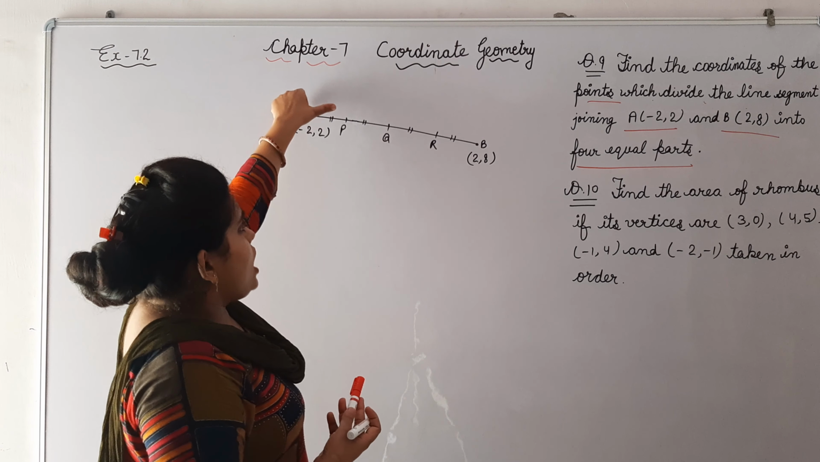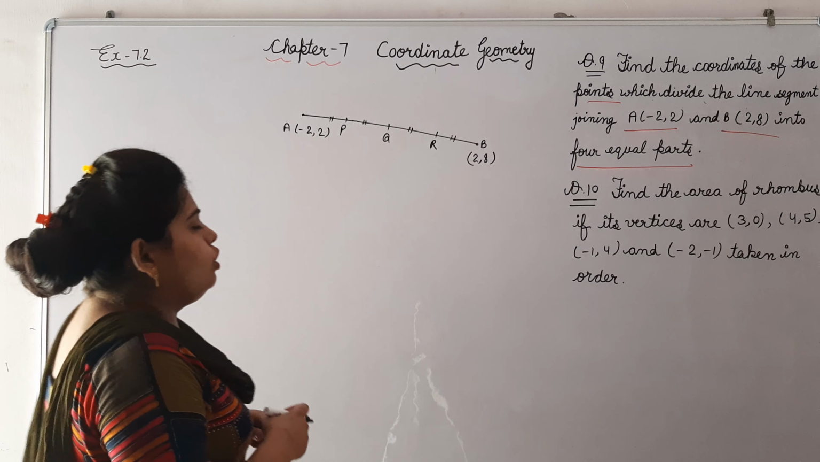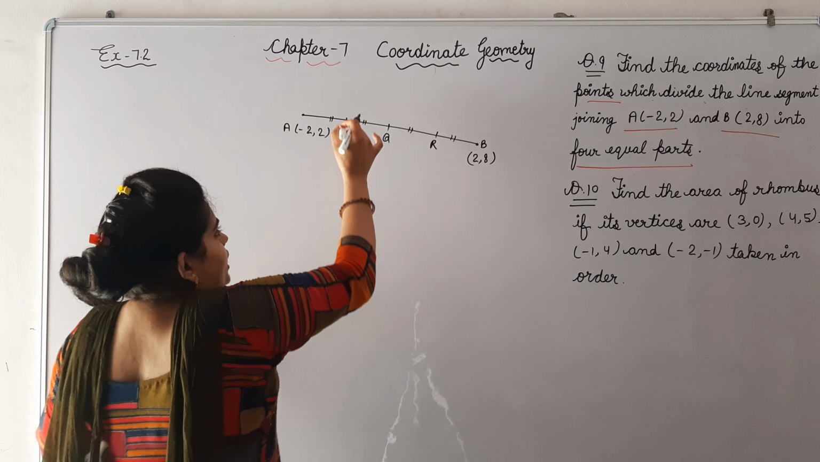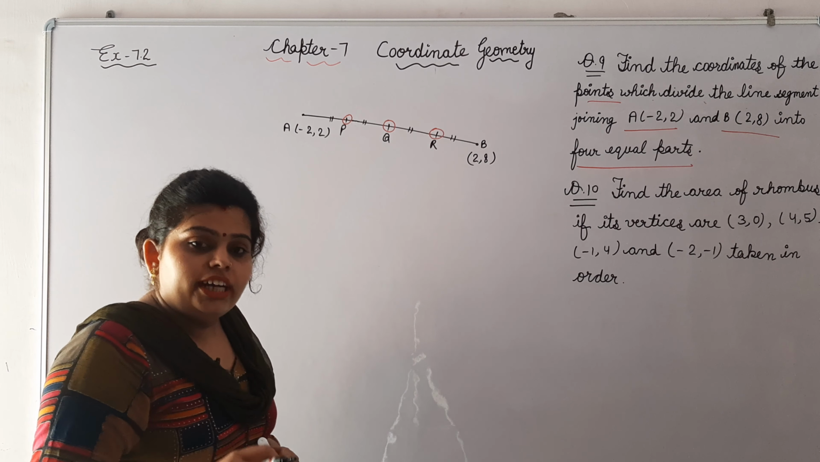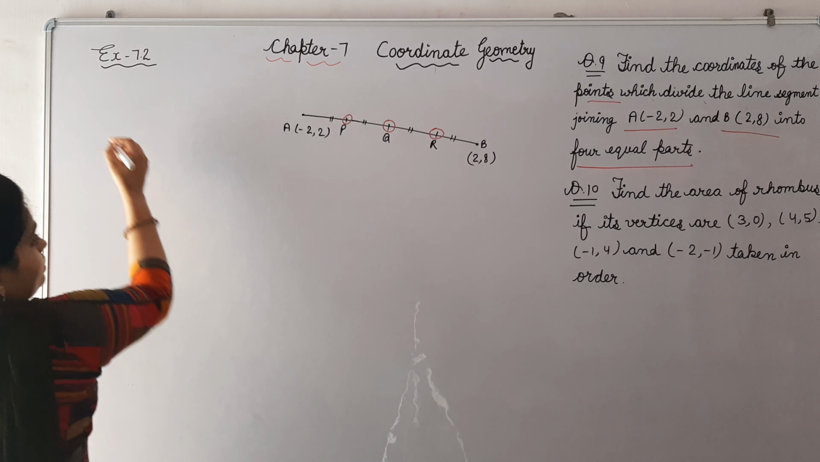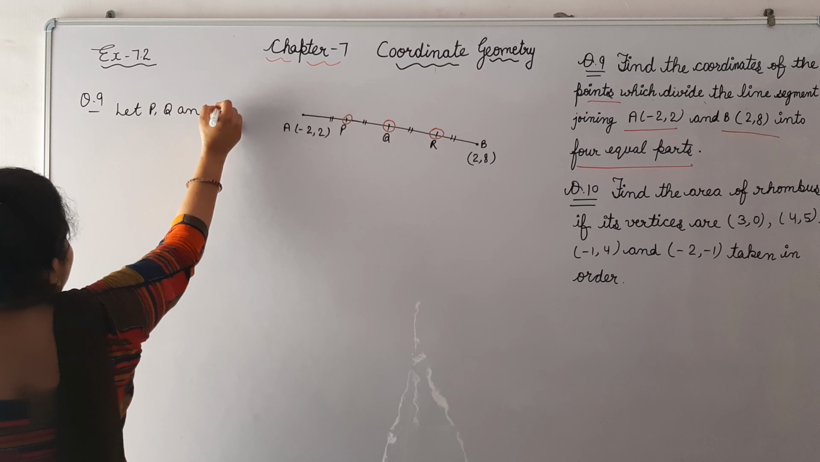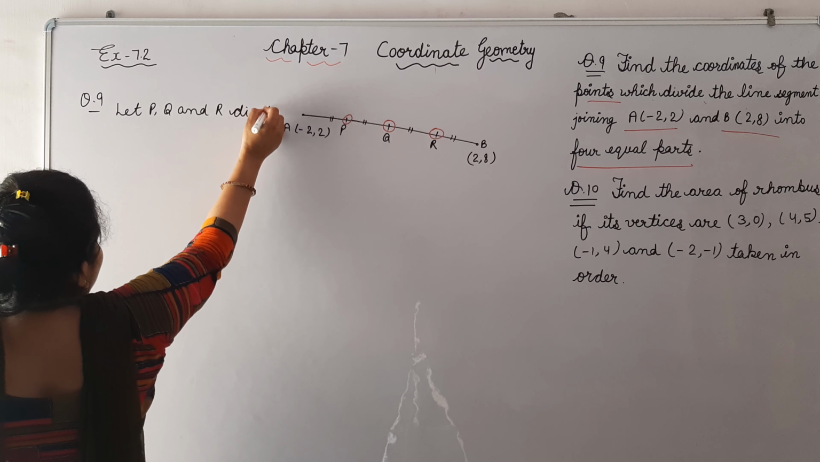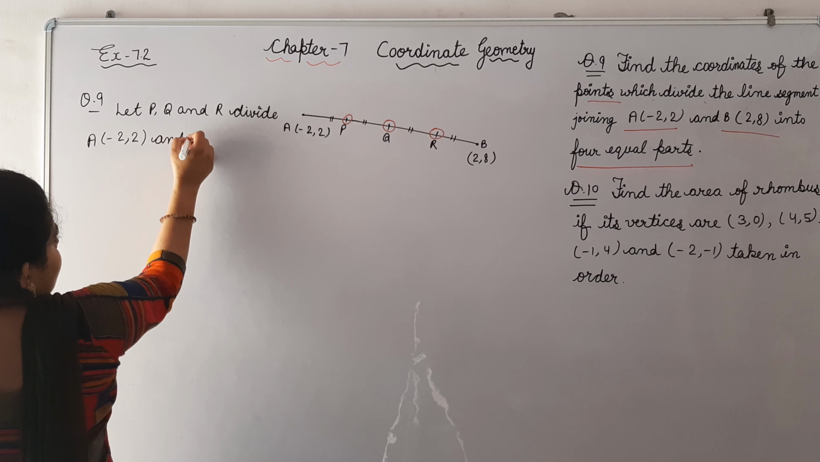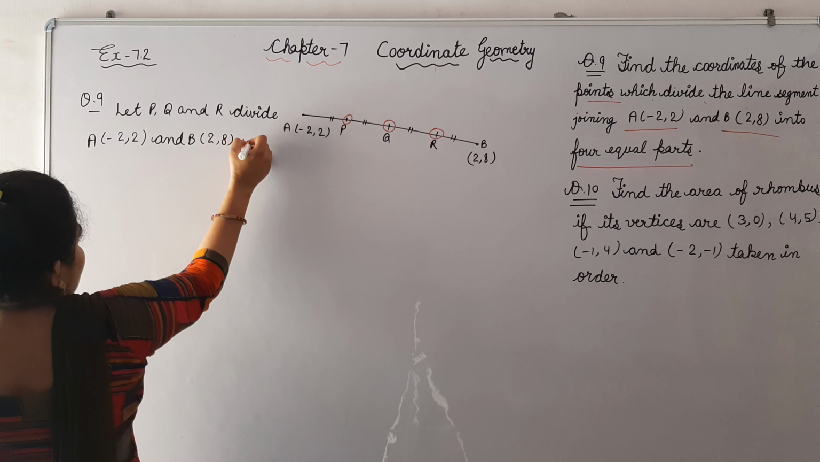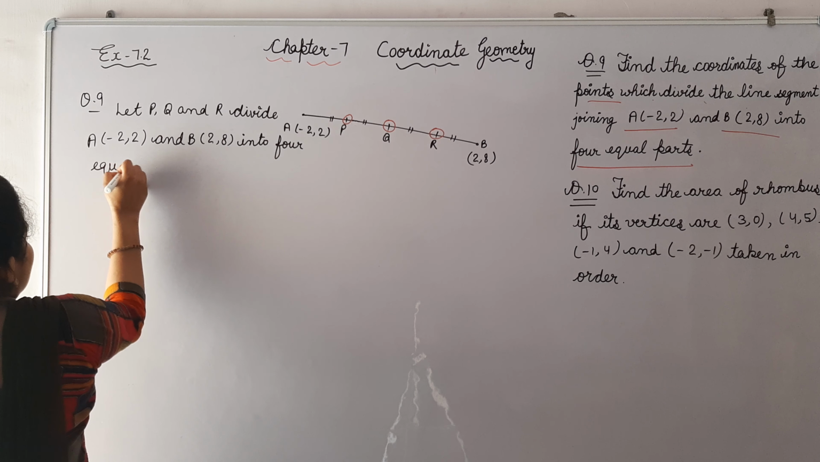मीन्स क्या है, जो यहाँ पे AP है वो PQ के इक्वल एंड PQ इज इक्वल टू QR एंड QR इज इक्वल टू RB. सो वी हैव टू फाइंड कोऑर्डिनेट्स ऑफ दीज पॉइंट्स P, Q एंड R. हमें इन 3 पॉइंट्स के कोऑर्डिनेट्स फाइंड आउट करने हैं. सो व्हाट वी विल राइट, लेट P, Q एंड R divide A(-2, 2) and B(2, 8) into 4 equal parts.